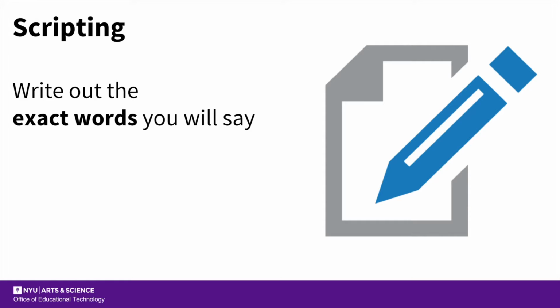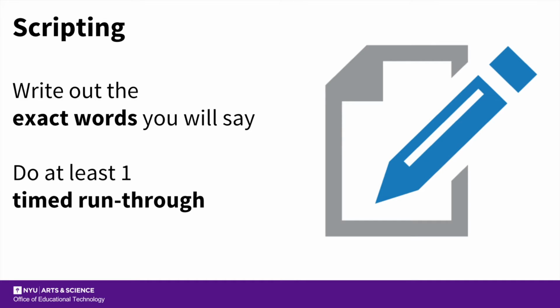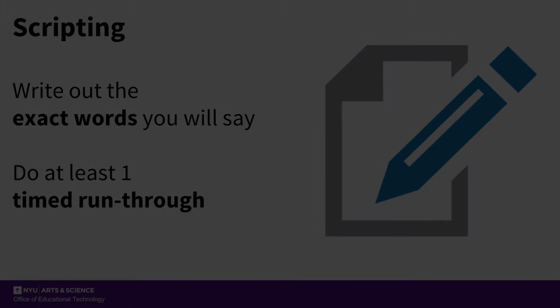Remember that sometimes sentence constructions work well in writing, but sound strange when spoken aloud, or vice versa. Do at least one timed run-through to make sure you're staying within the 5 to 7 minute range, and if necessary, make adjustments to your script so your speech sounds natural.